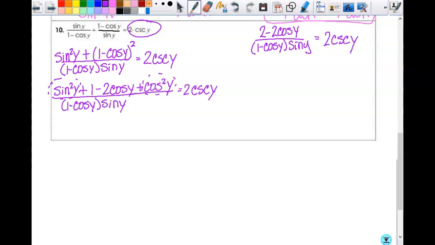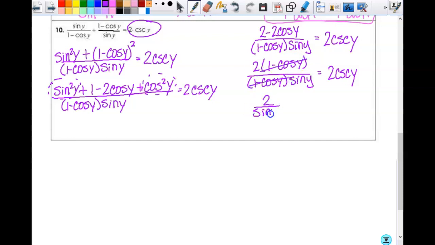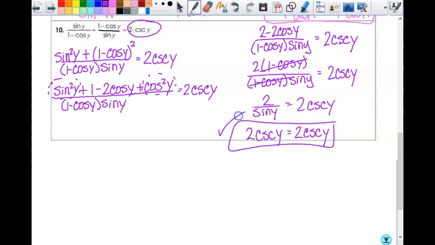What should I do next? Factor out the 2. So we get 2 times 1 minus cosine y over 1 minus cosine y times sine y equals 2 cosecant y. Now what can I do? I can cancel those out. So that gives me 2 over sine y equals 2 cosecant y. What's the reciprocal of sine? Cosecant. So 2 cosecant y equals 2 cosecant y. And there you go.